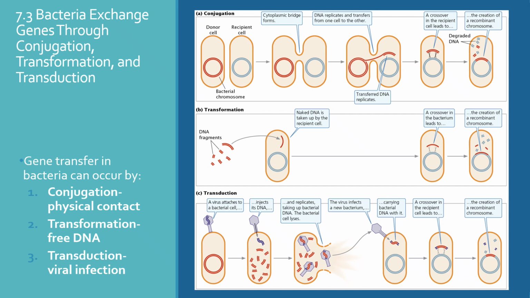So in order to increase the genetic diversity in a bacterial population, bacteria can exchange genes through what we call horizontal gene transfer. Horizontal gene transfer is the passing of genes between individual members of a species by non-reproductive means. This would be in contrast to what we would call vertical gene transfer, which would be parent to offspring.